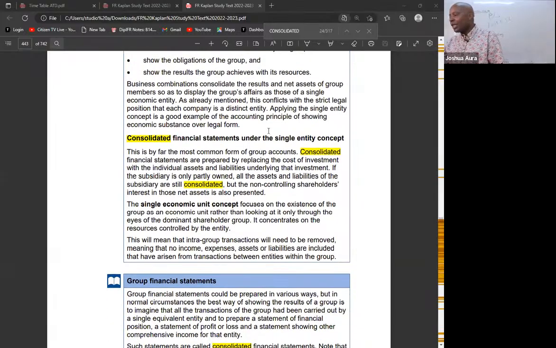Consolidated financial statements under the single economic entity. This is by far the most common form of group accounts. Consolidated financial statements are prepared by replacing the cost of investment with the individual assets and liabilities underlying that investment. If the subsidiary is only partly owned, all the assets and liabilities of the subsidiary are still consolidated, but the non-controlling shareholders' interest in those net assets is also presented.